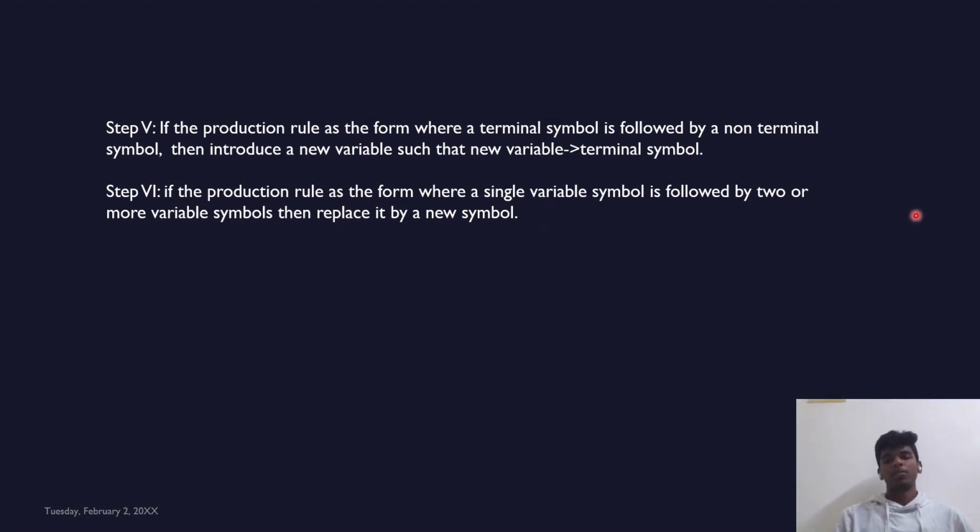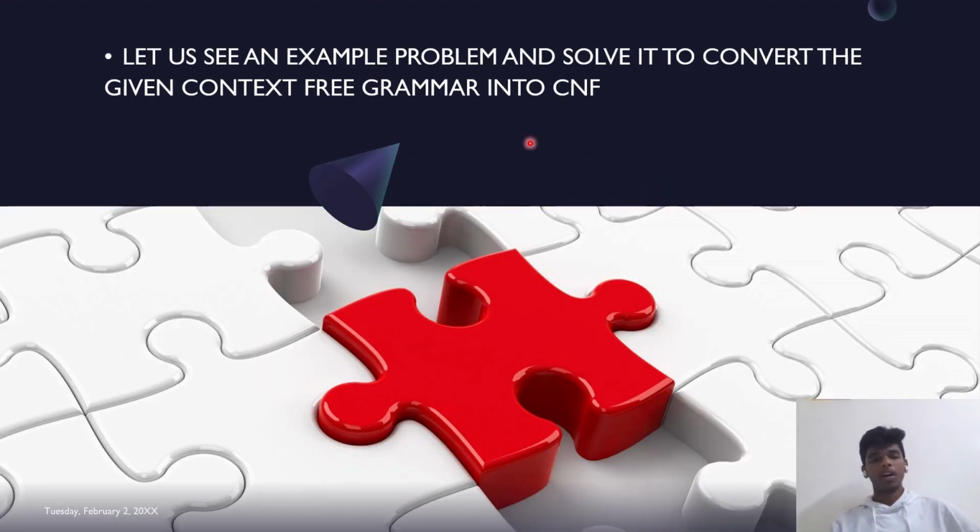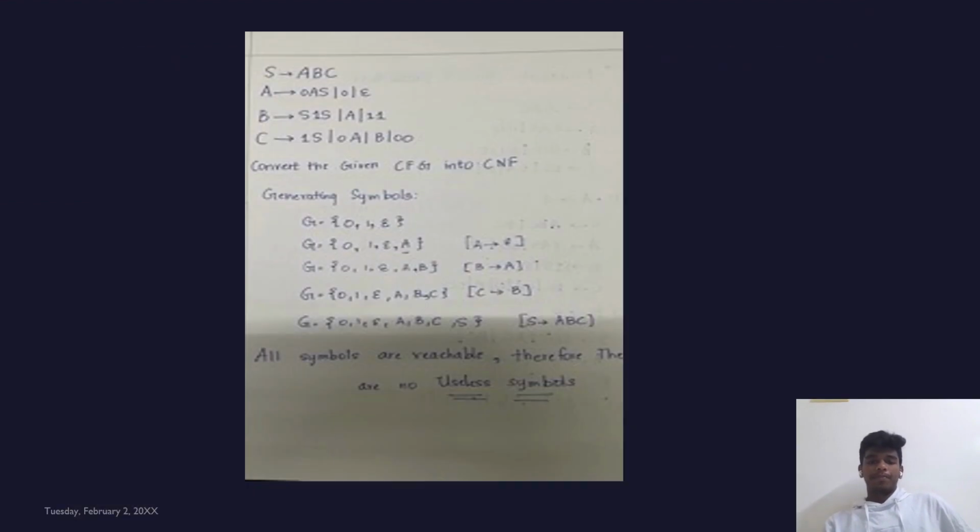Now let us see a question to solve and check our knowledge. Now we have S defines ABC, A defines 0AS | 0 | epsilon, B defines S1S | A | 11, C defines 1S0 | A | B | 00. Now we should convert this. So the first step is using generating symbols. We have to find the useless symbols and remove them. Let us check if there are any useless symbols in the given CFG.